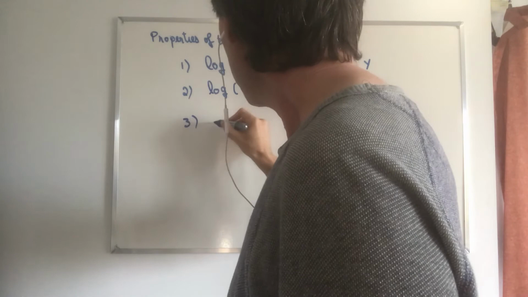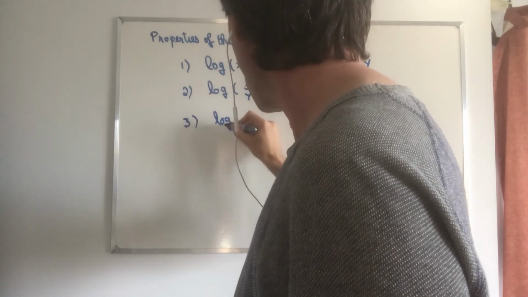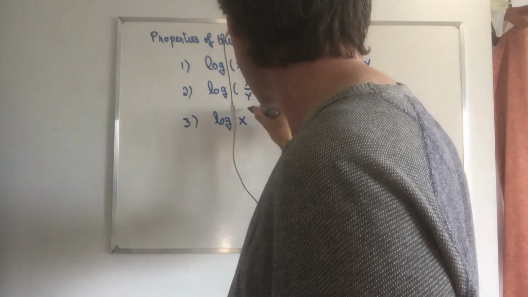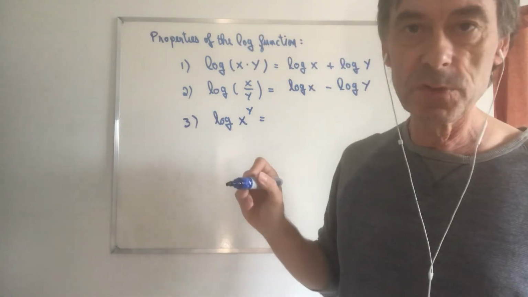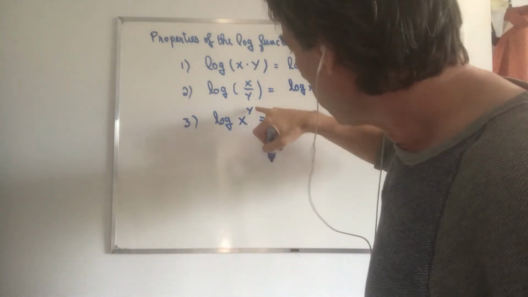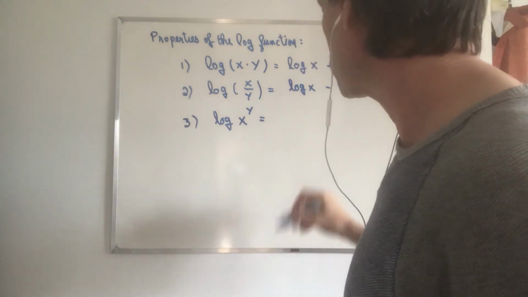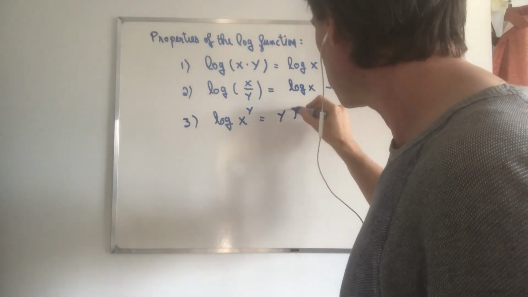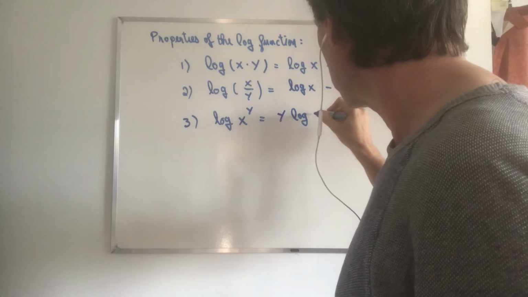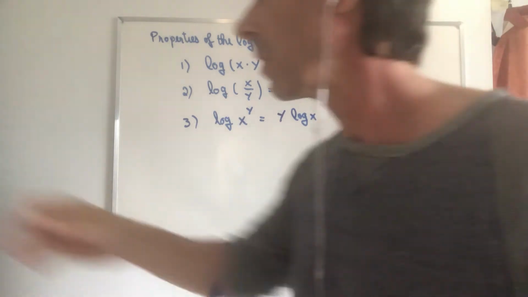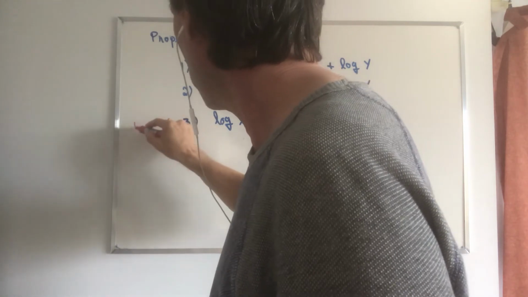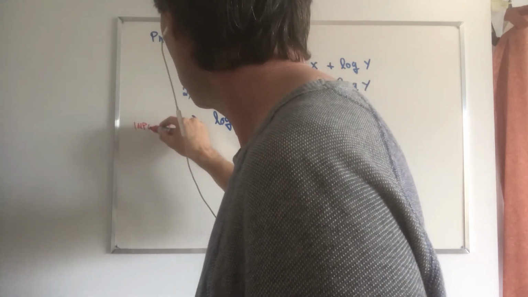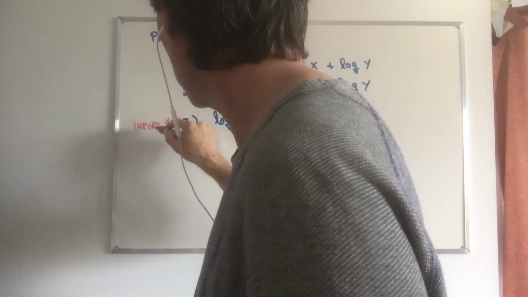Now, here's one. I'm going to put a star next to this, because this is the one we're going to use the most by far. When there is an exponent y on the x, here's what you can do. You can bring the y straight in front of the log. I'm going to put a star right away before I forget, because that is important.